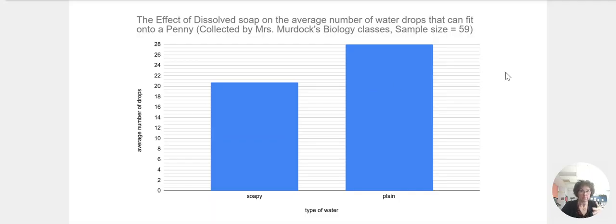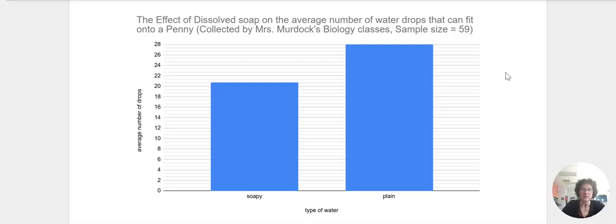This is a graph that my biology students did on the effect of putting soap in water. We had two samples of water, one that has soap in it and one that doesn't, just plain water, and used those samples to drop as many drops onto a penny as you can. As you can see from the title, we're looking at the effect of the dissolved soap on the average number of water drops that can fit onto a penny, collected by Mrs. Murdock's biology classes. Sample size 59.